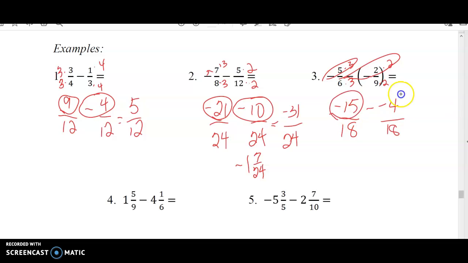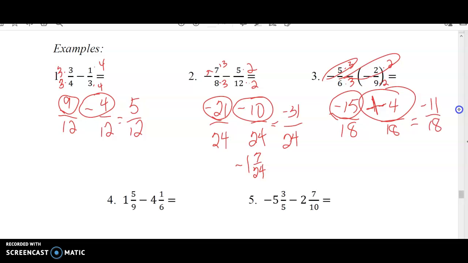Circle your numerators here, your integers that are at the top. Okay, we have the negative 15. Negative negative becomes that big positive. I mean, you could have written it before even writing the 4 down there. You could have treated that like a positive 4 right in the beginning. Or you can rewrite the negative negative. So a negative 15, positive 4, put those together, you're going to get a negative 11 over 18.